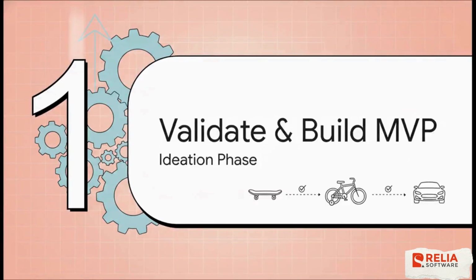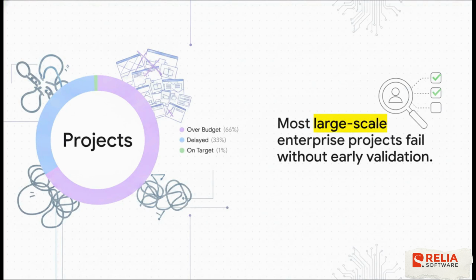Okay, let's start right at the foundation. Section 1. Validate first and build an MVP. Get this. According to McKinsey data, a staggering 66% of large-scale enterprise projects go over budget, and a third are delayed. Why? Largely because they completely skip early validation. Building software without validating the core idea first with real users is literally one of the fastest ways to waste millions of dollars. You just end up building all these complex features that nobody actually wants or needs.